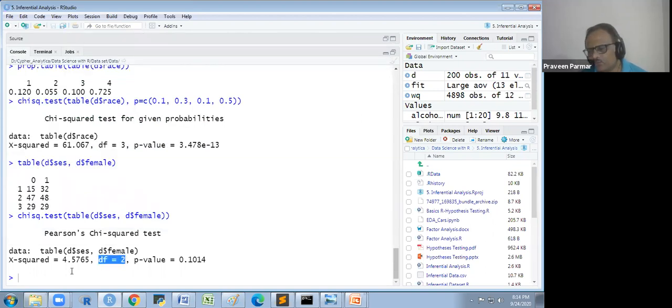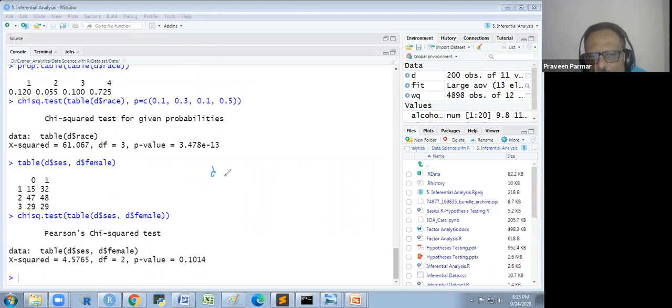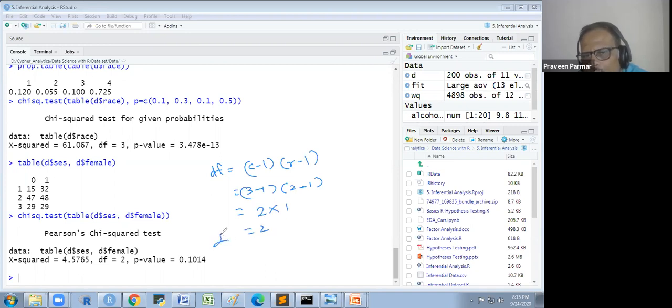Here I am getting degree of freedom 2. The formula we use for the degree of freedom is DF equals (C minus 1) times (R minus 1). C is the number of columns, and we have 3 columns, so it will be 3 minus 1, and the number of rows is 2, so 2 minus 1. So 3 minus 1 is 2, and 2 minus 1 is 1. So degree of freedom is 2. Does that make sense to everyone?